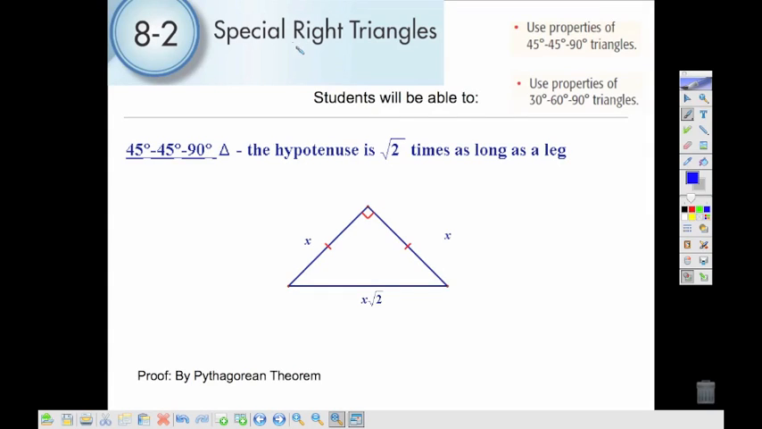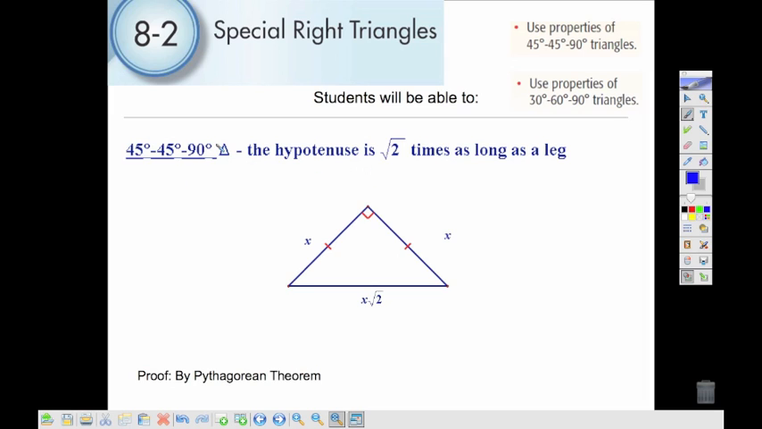In section 8.2, we'll be looking at some special right triangles. These special right triangles are when we have 45, 45, and 90-degree angles in our triangle, like this picture here, or the other case where we have angles of 30, 60, and 90. These are always going to give us a certain pattern to find a missing side.